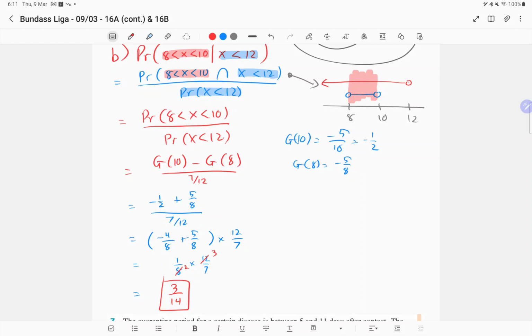So now you do the big G of 10 minus big G of 8. And for that, you need to resolve the solution. So practice drawing the line and resolving it. Yep, perfect. Keep going. Finish that. Should get 3/14 and then start on question 7.